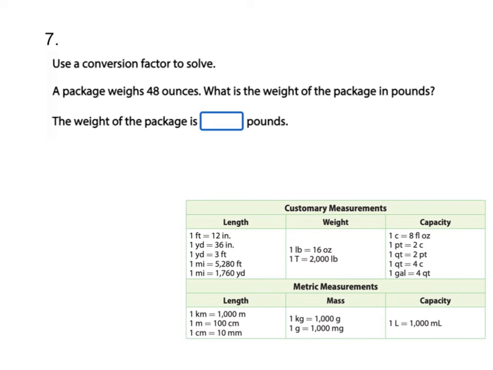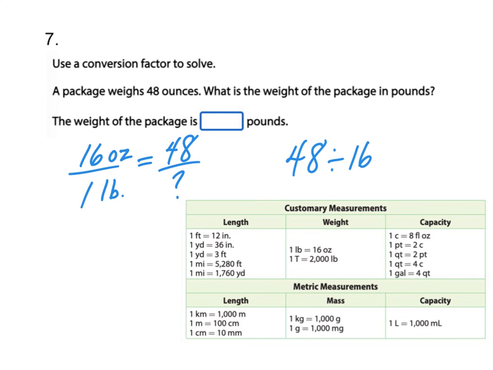Use a conversion factor to solve. A package weighs 48 ounces. What is the weight of the package in pounds? Again, I want to think about my unit rate or my factor. There are 16 ounces per every pound. LB is the abbreviation for pound, which is sort of odd. We have 48 ounces, and we're trying to figure out how many pounds that is. So I'm going to take my 48 ounces and divide it by 16, because each group of 16 ounces will make a pound. So 48 divided by 16 equals 3. The package is 3 pounds.